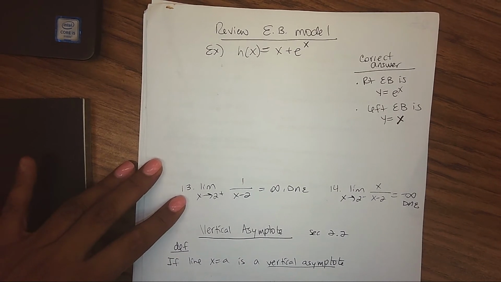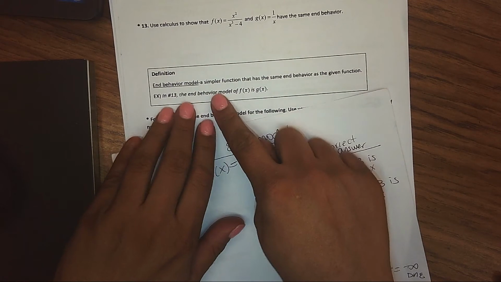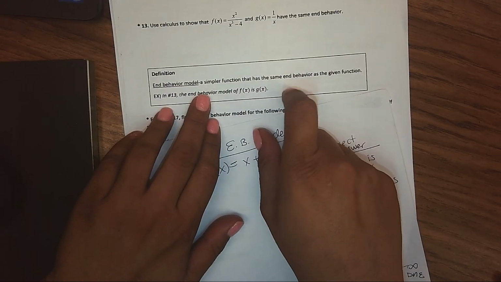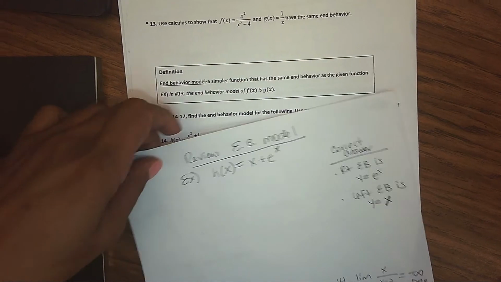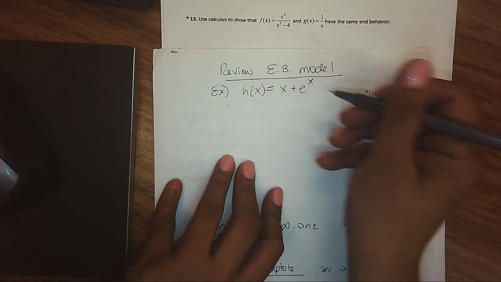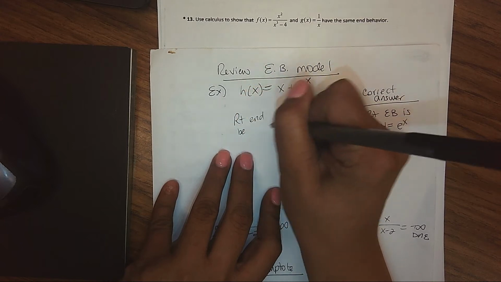So I just want to make sure that you realize the flaw in this definition. This definition says that the end behavior model is a simpler function that has the same end behavior as a given function. So let's talk about, based on this definition, this seems like this could be a right end behavior model.